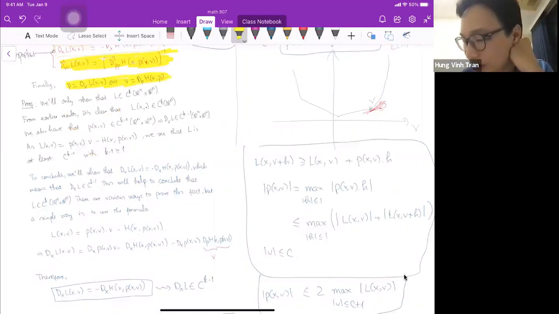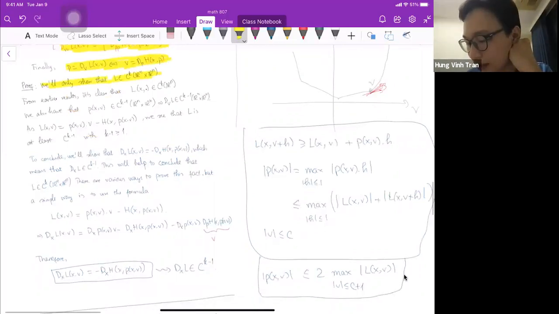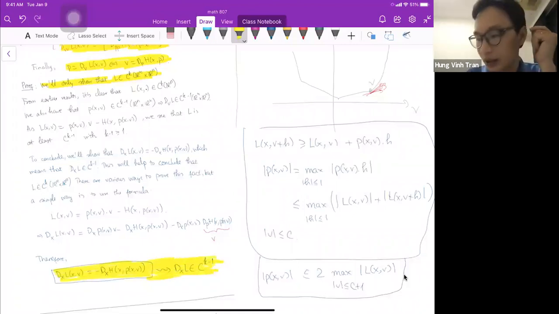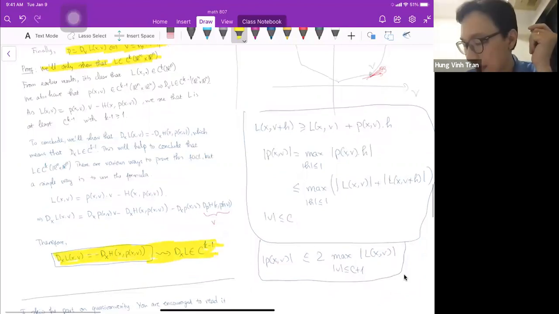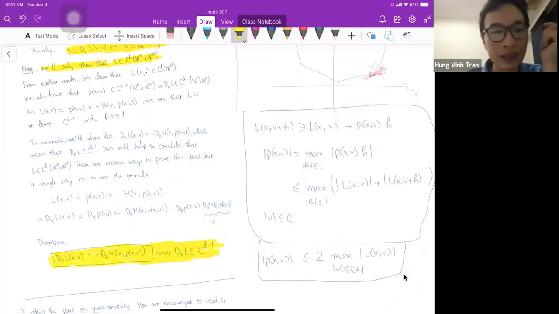What I said here is actually not very correct. I said that we only show that L is in CK, but it's not just that. Let me highlight it right away. What is really important is this last line here. The last line implies both. It's important that we have exactly this property, that dx in L is minus dx in H.